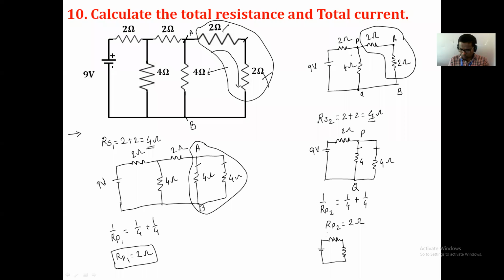So this is 2 ohm. This is now point P. This is point Q. And this is 9 volt. And now the resultant value is 2 ohm. Now you tell me how these 2 and these 2 are connected. Series. So I say that R total, now I can write it down, R total is equal to 2 plus 2, which is equal to 4 ohm. Get my point? And once you have that value of R total, apply Ohm's law and calculate the current. Simple thing.